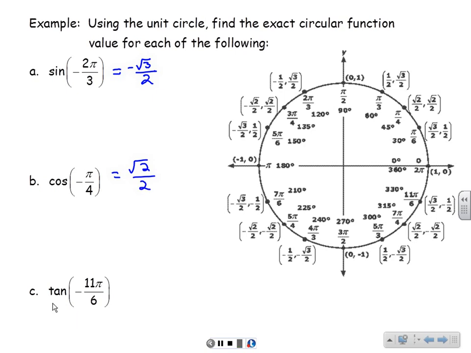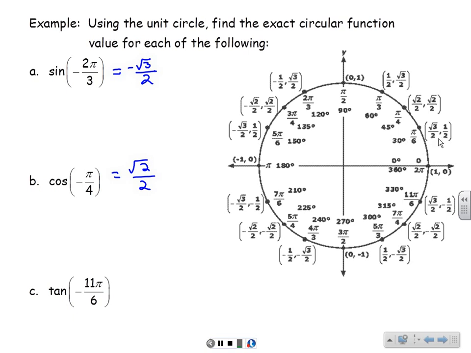Okay, so let's look at this one. You have tangent of negative 11 pi over 6. So when you do that, we know that we're talking about 30 degrees, so we have to count every 30 degrees. So here's one, your first 30 degrees. Here's 2, so that would be 2 pi over 6, which of course will reduce. Here's 3, 4, 5, 6, 7, 8, 9, 10, 11. So negative 11 pi over 6 is the same as negative 330 degrees.